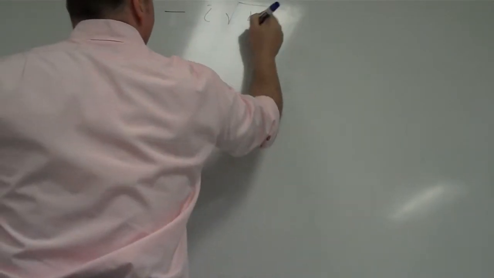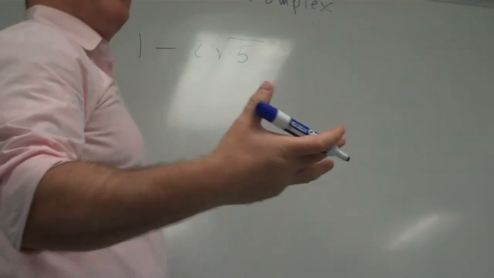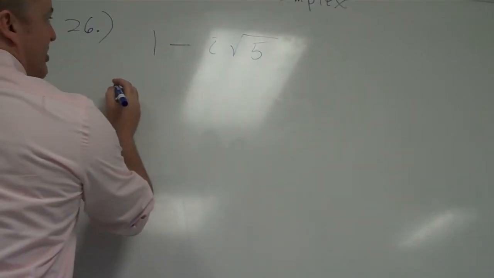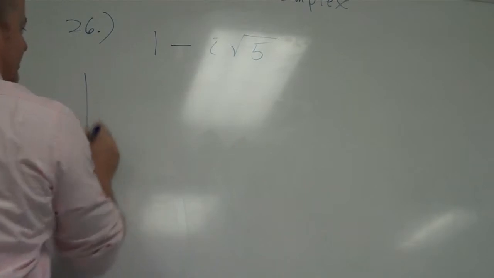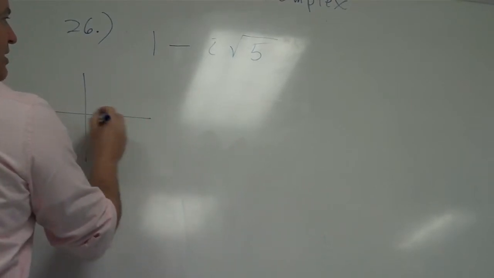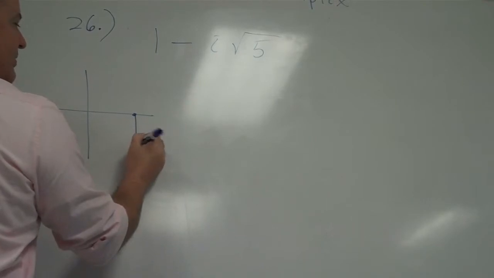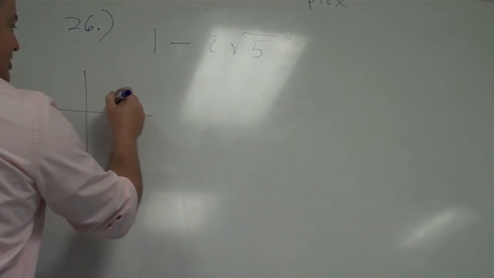1 minus i square root of 5. Is there a square root of 5 anywhere on the unit circle? No. So, this is not going to be one you know by hand. So I would say the first step would be, I'm going to go ahead and draw it just for fun. 1 over, down square root of 5. This is so not to scale.